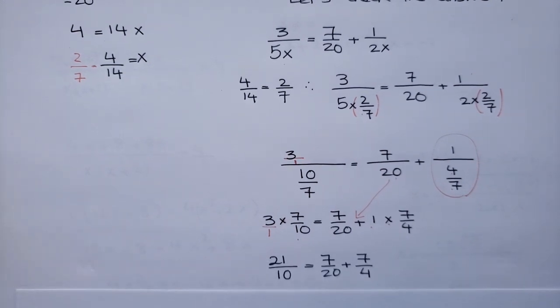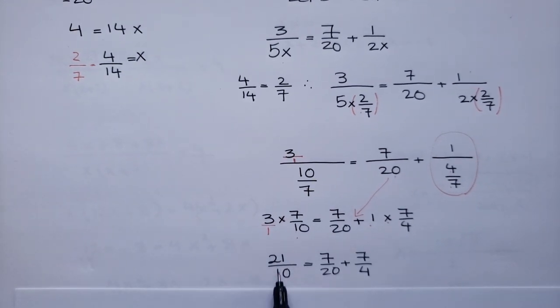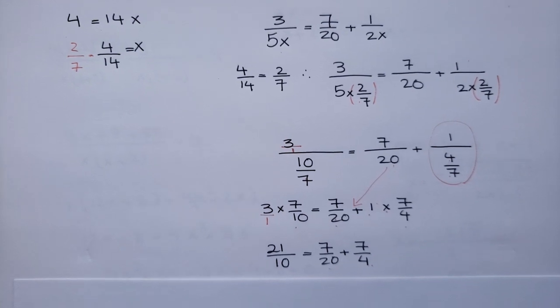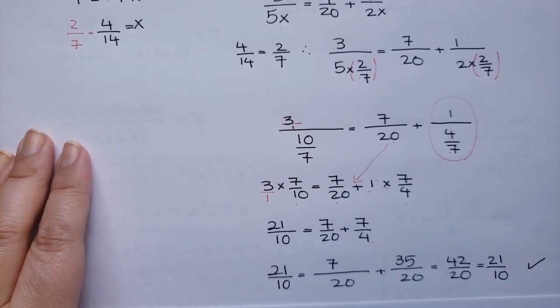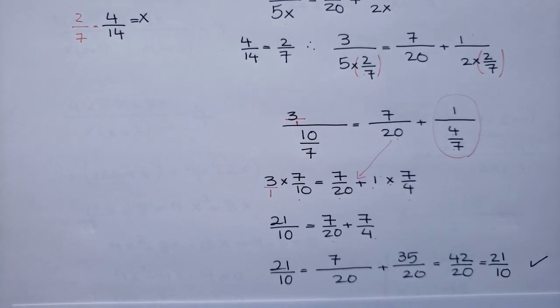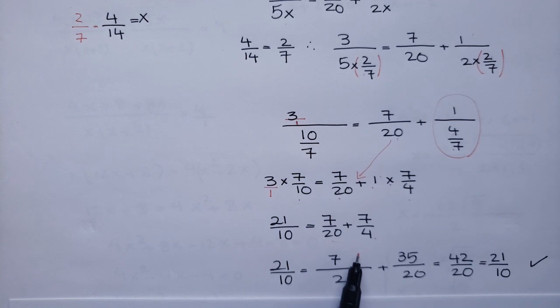Okay, so next step, I just simplify this side, 21 over 10. Here, that would be 7 divided by 20. And here I have 1 times 7 divided by 4. So on this side, I have to do common denominator. Okay, let's do it. So the most simple common denominator I could have is 20, or some of you might go with 80. It's perfectly okay, but I prefer 20.